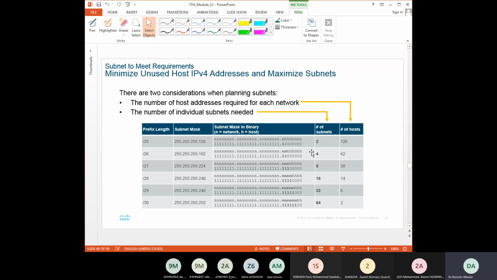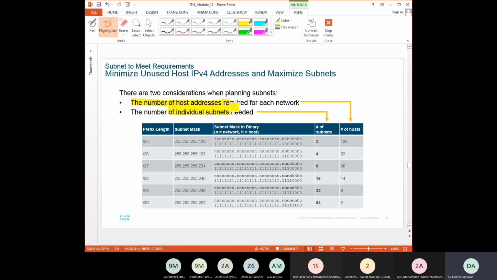So we have two considerations when we plan the subnets. What we need to take into consideration is the number of host addresses required on each network, and the number of individual subnets needed. So how many subnets do we need, and how many hosts per subnet? It will not be subnets using the same prefix, as you will see in the coming parts.